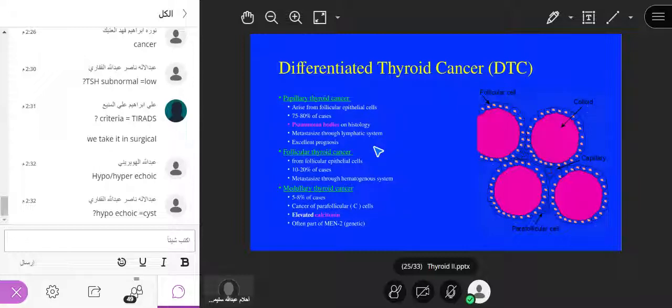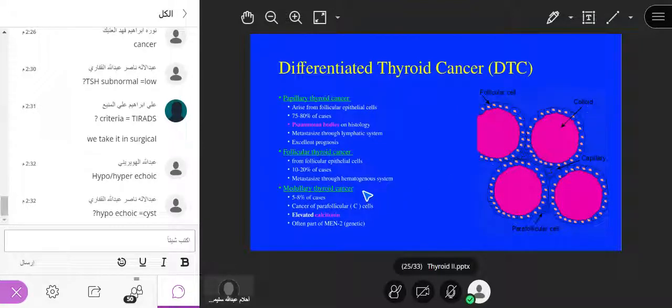The second form, less common than papillary but we still see it, is follicular thyroid cancer. It comes again from the follicular epithelial cells, but it accounts for 10 to 20%. It metastasizes through the blood vessels, so the lymph nodes are less likely to be involved. If it's not treated, it might go to the lungs and brain.